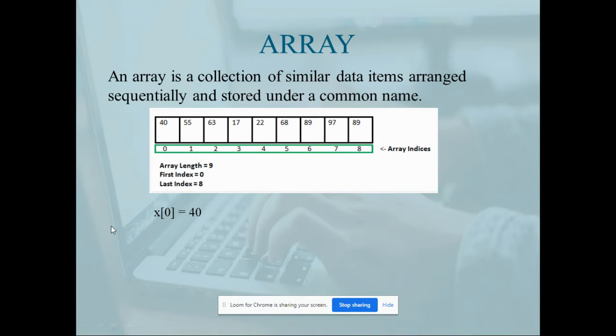Okay, so here, let me give this as x. The array name will be x. So x of 0th position will have 40 and position number 1 will have 55 and so on, till x of 8 will be having 89, the last array value. The array subscript starts with a 0. It always starts with a 0.